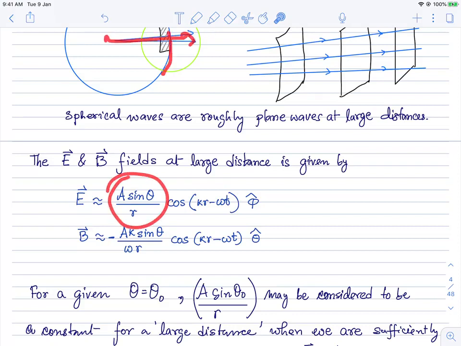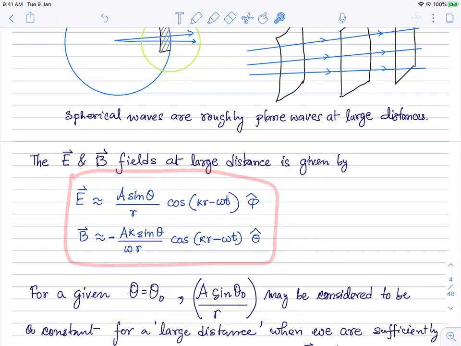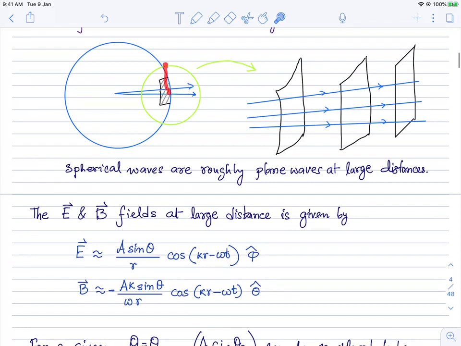So when the sphere is very large, then for considerable distances, this factor can be considered to be constant, and because of that, we can say that these are approximately plane waves. Then the form exactly reduces to that of plane waves. Again, the phi hat and theta hat directions are along these planes, orthogonal directions, and the wave is propagating along the radial direction. So this is exactly like a plane wave.